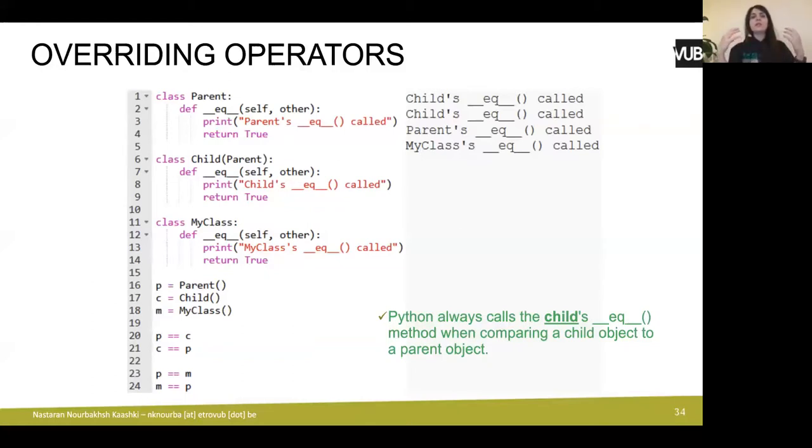But if there is an inheritance between these two instances, it always calls the child's EQ function. As I also wrote here, Python always calls the child's EQ method when comparing a child object to a parent object, as you just saw in this example.